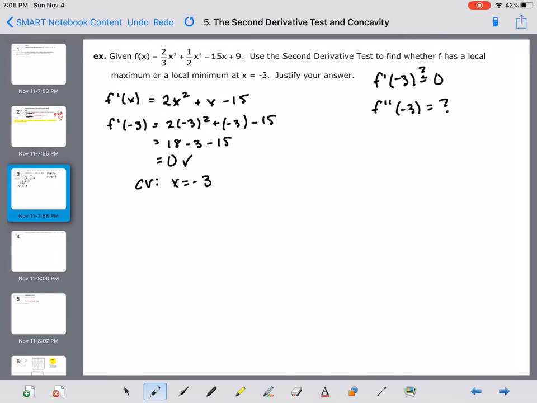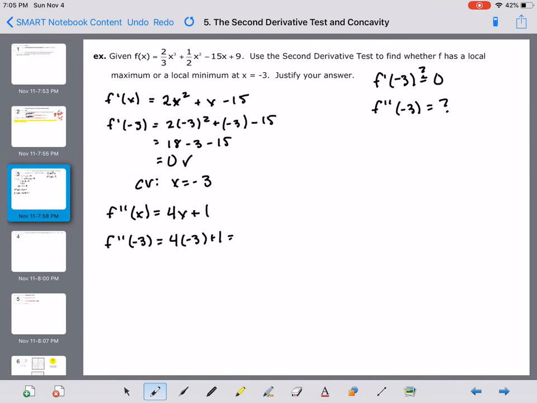So that's our first step, is this a critical value? The next thing we want to do is take our second derivative. Let's find our second derivative. Remember, that's just taking the derivative of the derivative. So that's going to be an easy one right there. And then I want to plug in that value as well, -3. We know it's going to be classified as a max or a possible min. I just want to see which one it is. So let's plug it in.